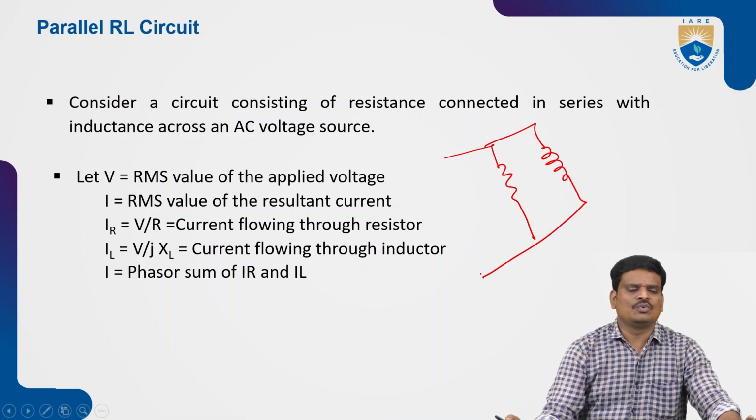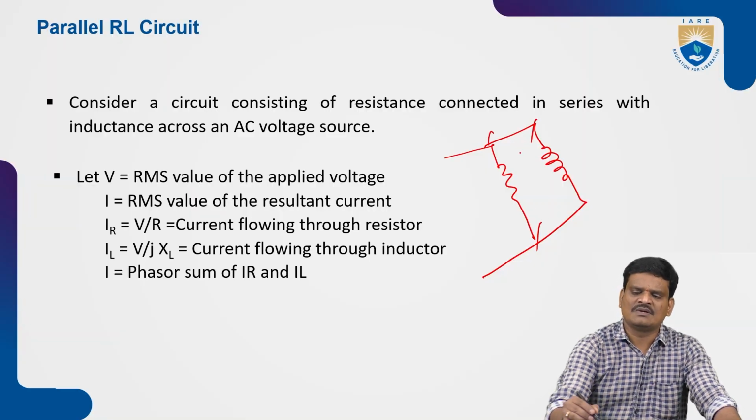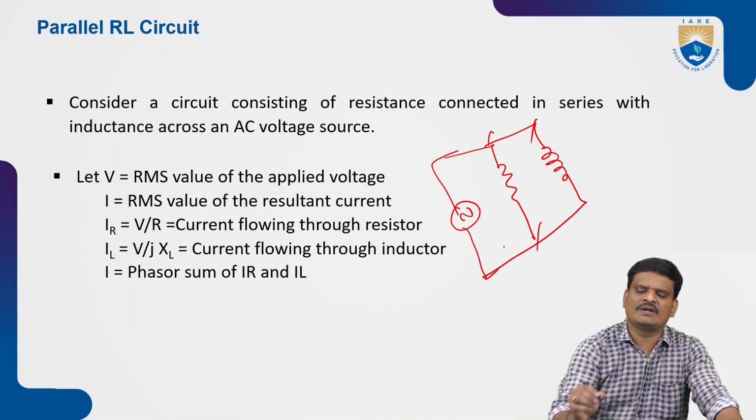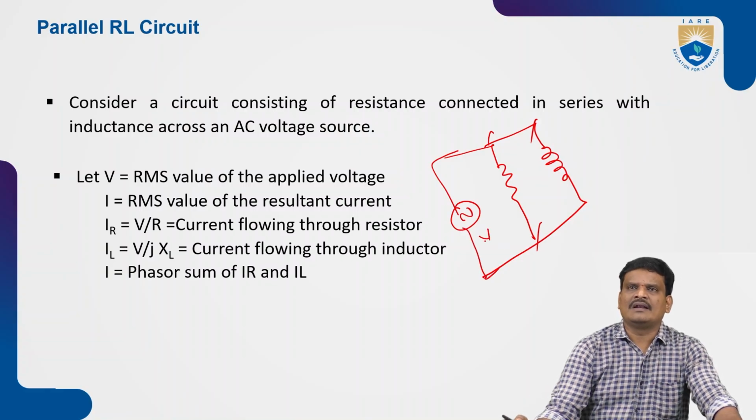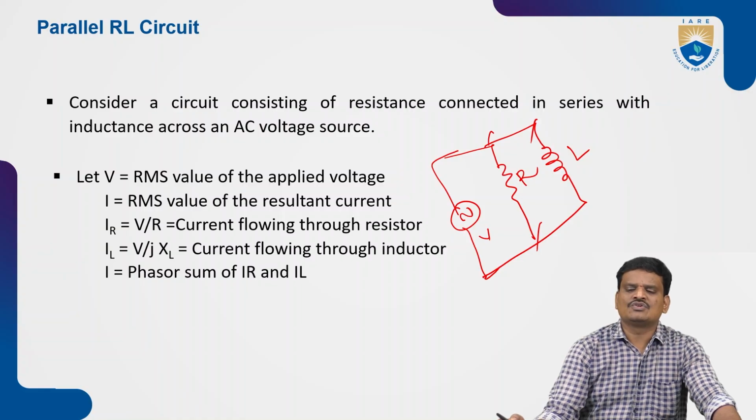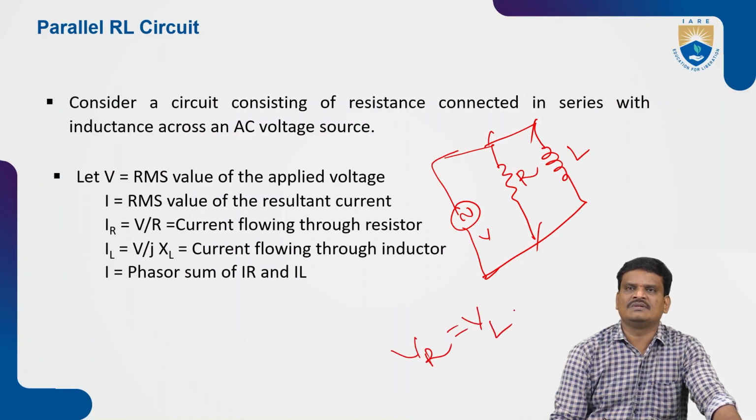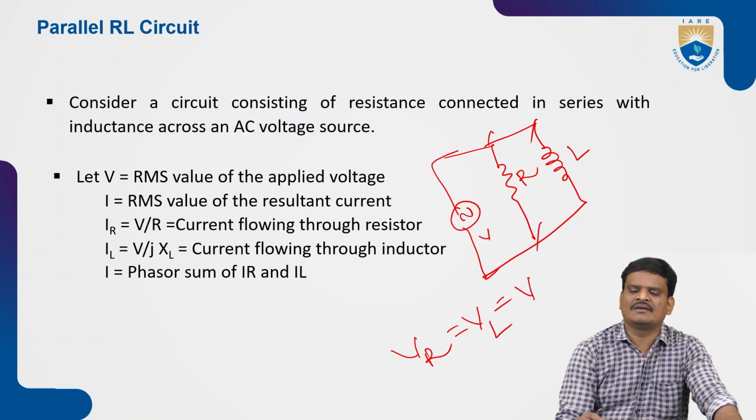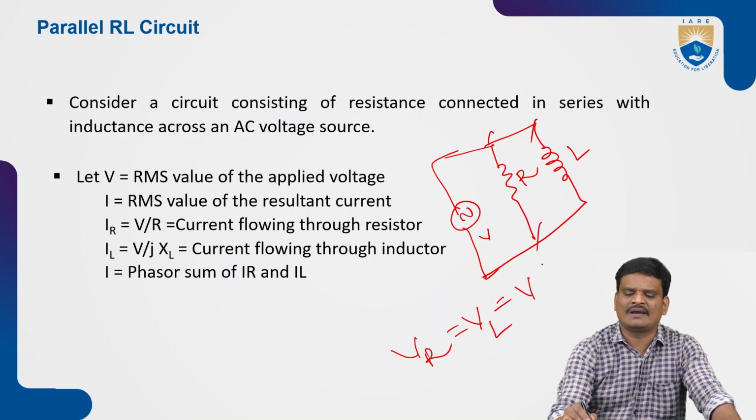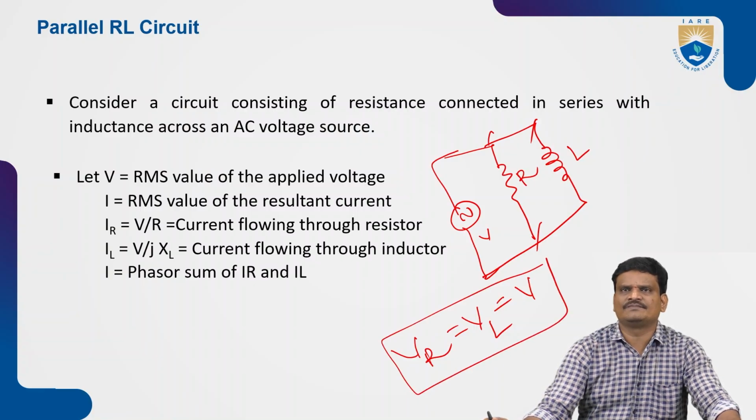As we know that when two or more branches are connected in parallel, the voltage across each and every branch will be the same. Suppose an AC voltage V is applied to this circuit, the resistor is indicated by R, and the inductor is indicated by L. According to the parallel branch phenomena, the voltage across the resistor, VR, the voltage across the inductor, VL, and also the supply voltage will be equal as these three elements are connected in parallel. So in parallel branches voltage will be the same and in series branches current will be the same.